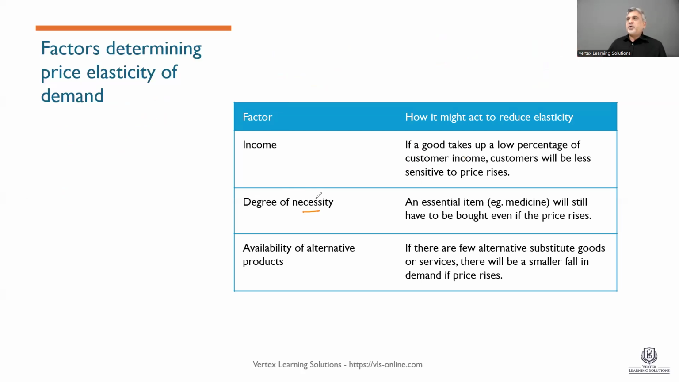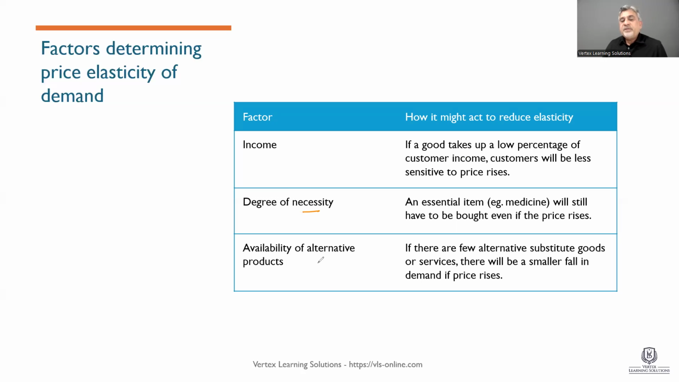Then the second thing is degree of necessity. An item may be essential or not: medicine, milk, baby foods, and so on. Prices go up, you still have to buy. If the product is not a necessity, you can just leave it. If the price goes up, you say, okay, I don't need it, I'm leaving.